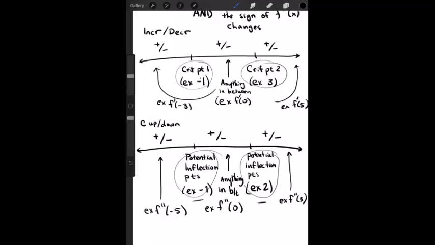And then concave up and concave down, we plug in anything between these points, right? Anything at all in both cases, and figure out whether it's positive or negative.